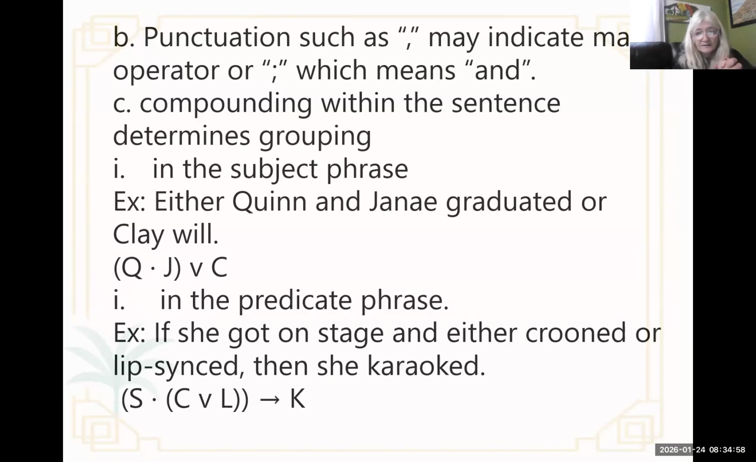For example, if she got on stage and either crooned or lip synced, then she karaoke'd. In this case, we would have to say she crooned, she lip synced, she karaoke'd. In each case, we would have this phrase: parentheses S and parentheses C or L, end parentheses, then K. And that is following the suggestion of the comma as well.